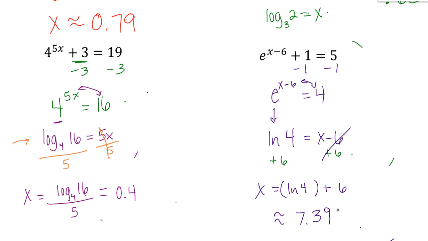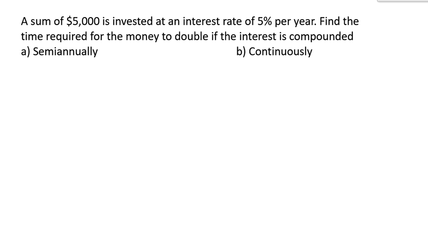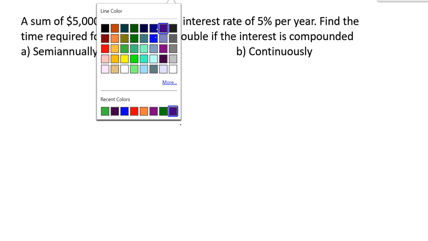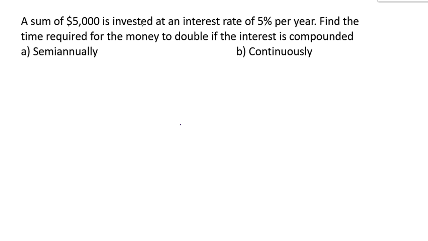Now, solving these equations comes in useful when it comes to exponential formulas. For example, a sum of $5,000 is invested at an interest rate of 5%. Find the time required. That's T. Before we were given T, and we had to find the final amount. Now it says find the time required for the money to double.